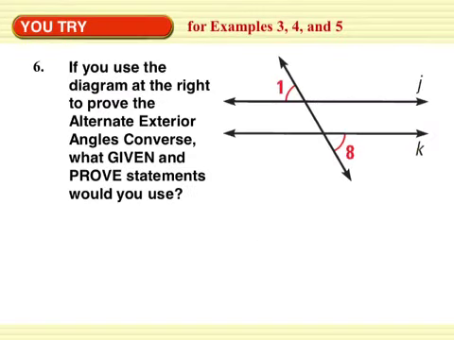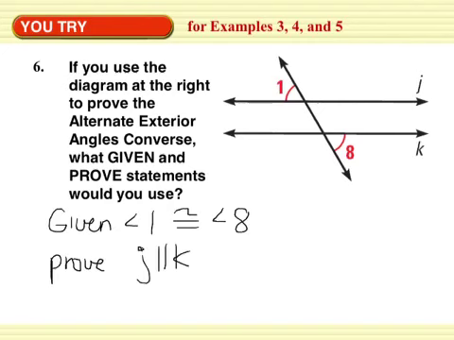If you use the diagram at the right to prove the alternate exterior angle converse, what given and prove statements would you use? Pretty simple. I'm looking at the diagram. It's given that angle 1 is congruent to angle 8. I need to prove that line J is parallel to line K.